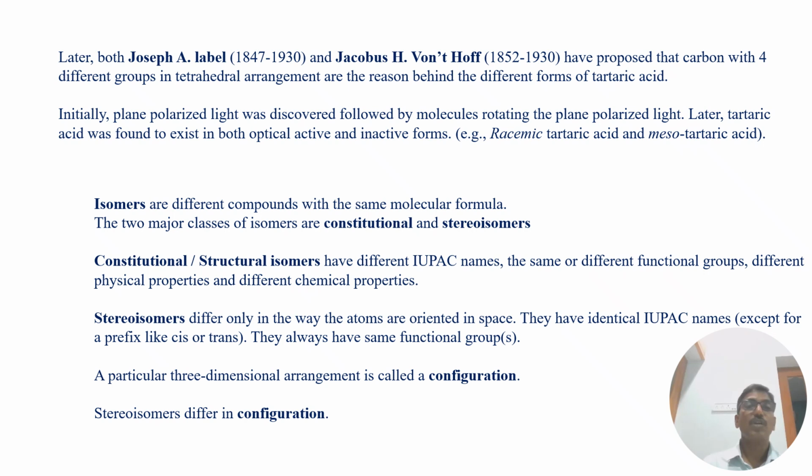When it comes to stereoisomers, they differ considerably from constitutional or structural isomers only in the way atoms are oriented in space. They have identical IUPAC names except for a prefix like cis or trans. They always have the same functional groups, and a particular three-dimensional arrangement is called configuration. Stereoisomers differ in configuration because of their spatial arrangement.